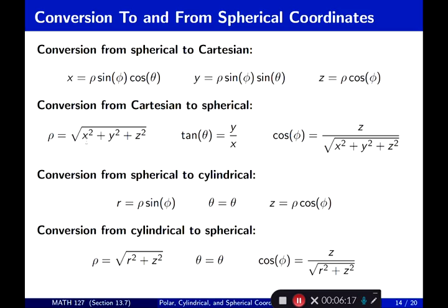Conversion from spherical to cylindrical is r equal to rho sine phi, theta is equal to theta, z is equal to rho cosine phi. Conversion from cylindrical to spherical, rho is equal to square root of r squared plus z squared, theta is equal to theta, and cosine phi is equal to z over square root of r squared plus z squared.